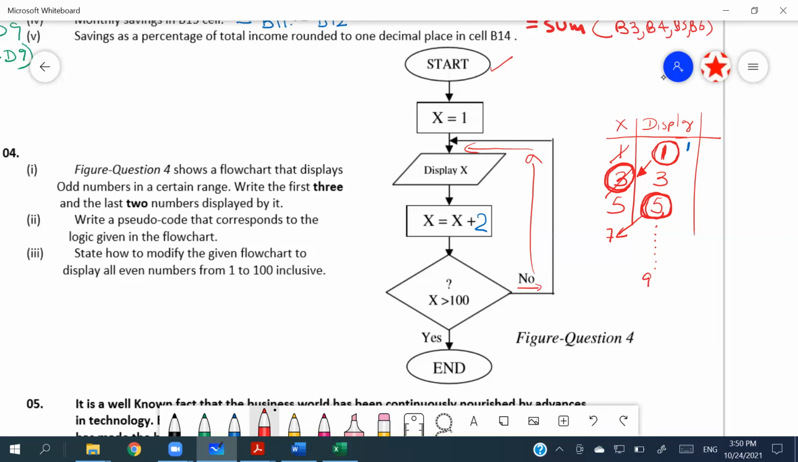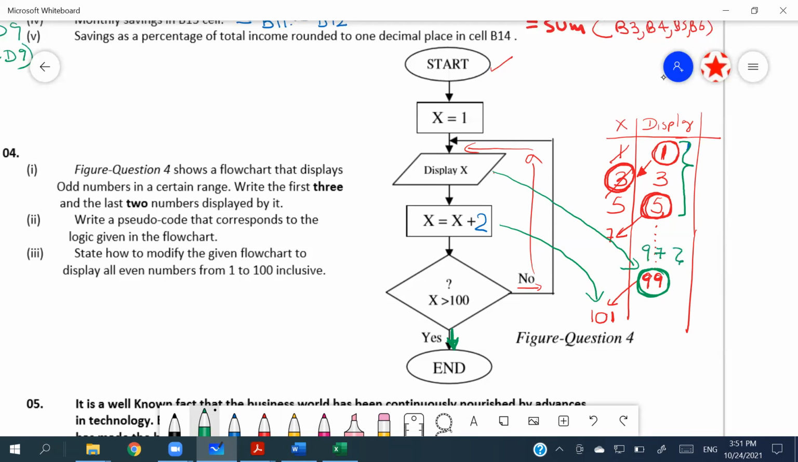So when 99 is displayed, x will be increasing to 101, right? So 99 will be displayed, and from this, it will be increasing to 101. Then this condition is going to be true. True means it's going to go on this particular path, right? So that means displaying is going to end from here, 99. So what they are asking is the first 3 values and last 2 numbers. So the first 3 values are going to be these 3. The last 2 are going to be 97 and 99, the ones before and including 99.